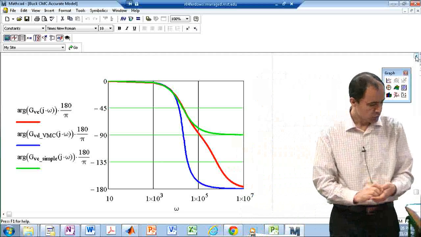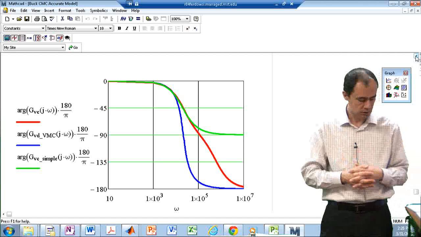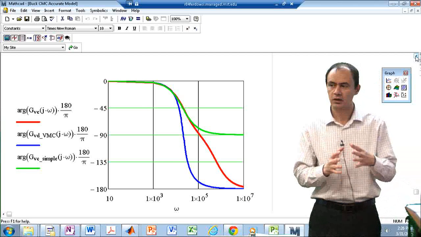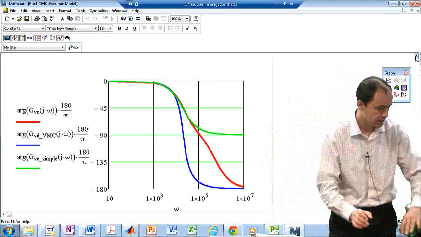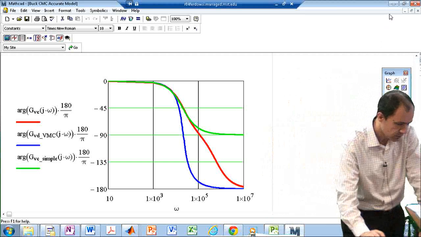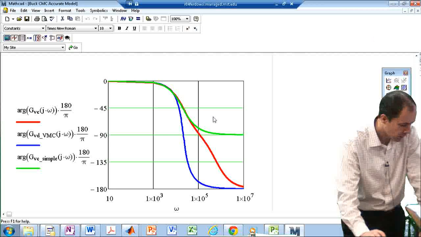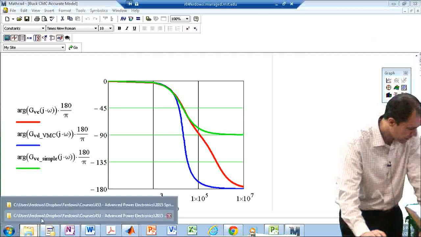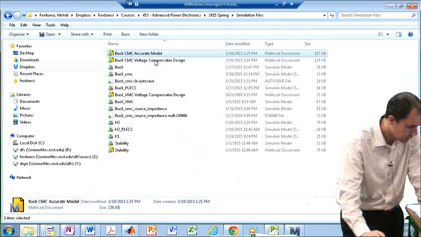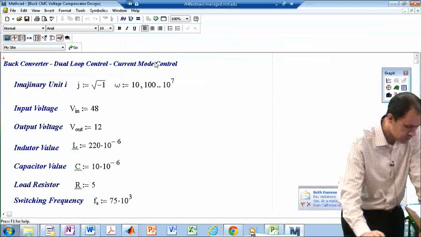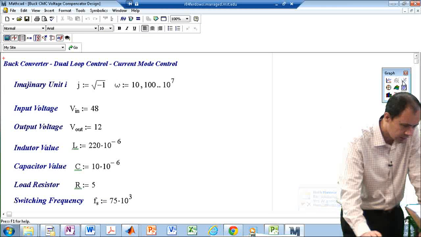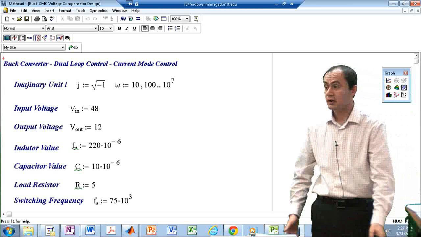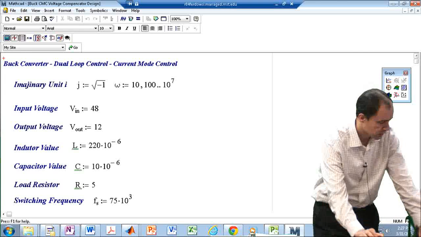All right. So this was all about a comparison between a more accurate model and a simpler model, which is on Blackboard as well. Now, to prove to you that the simple model still works, I also have a file where I've tried to design the voltage compensation network using the simplified model to see how it looks.